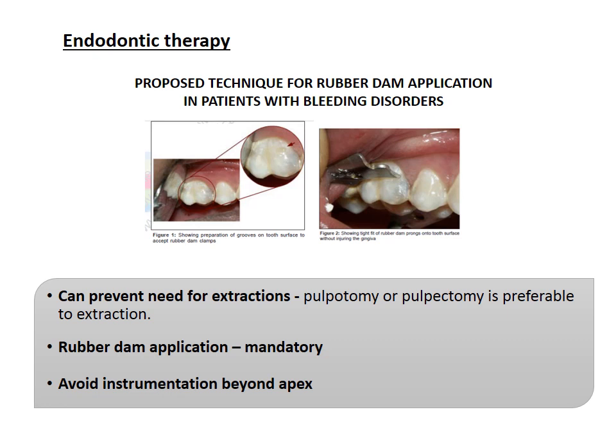and this can prevent the need for extractions. That is, pulpotomy or pulpectomy is preferable to extraction. So it is always preferable to do a pulpectomy or pulpotomy than to extract, because there will again be a lot of bleeding in extraction. Rubber dam application is mandatory. Avoid over instrumentation, that is, avoid instrumentation beyond the apex during endodontic treatment.